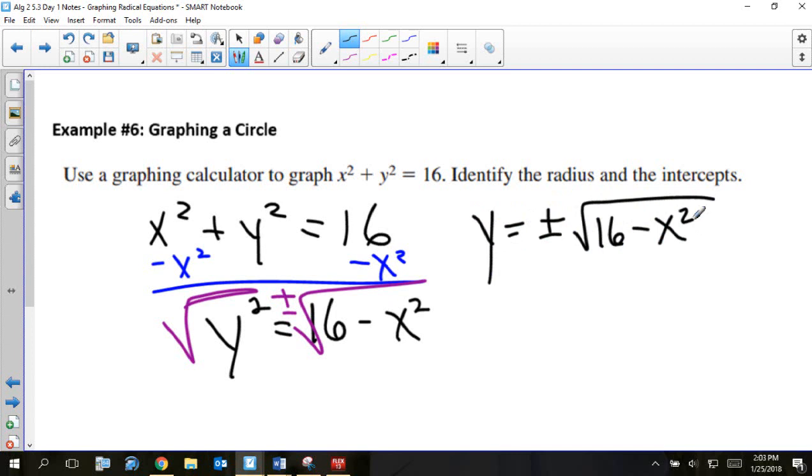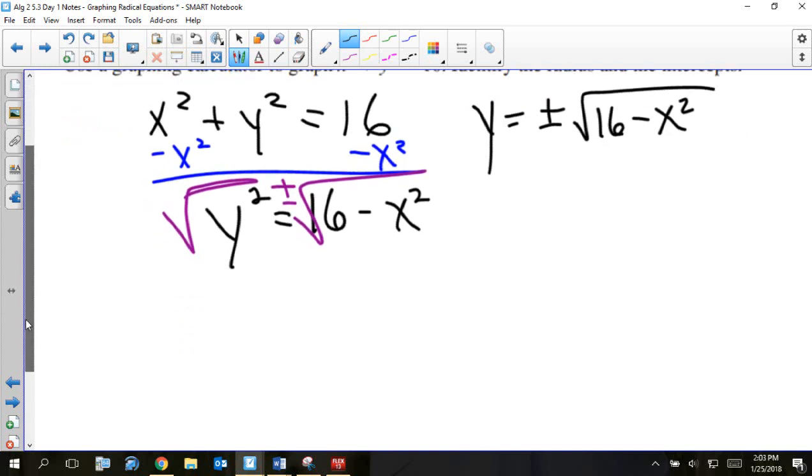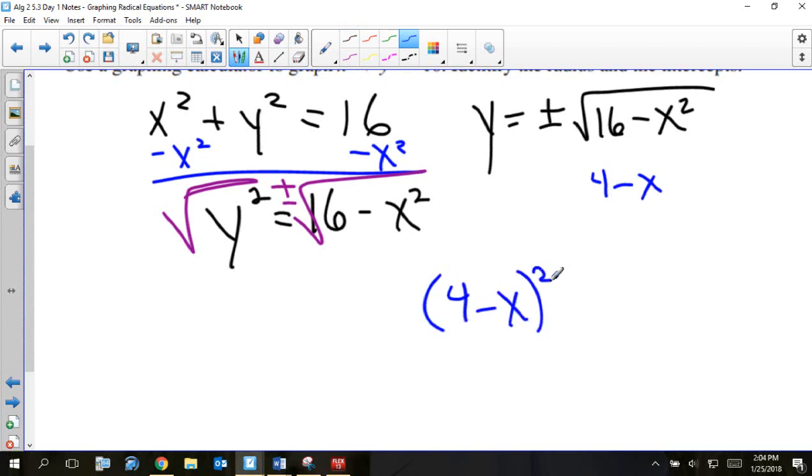Do not change that into a 4. Don't do it. I'll show you why. That is what everybody wants to do. They want to say that, oh, that's square root, that's just 4 minus x. I'll prove it to you why it's not. If you do 4 minus x squared, and it equals 16 minus x squared, then that is true. Let's do 4 minus x squared.